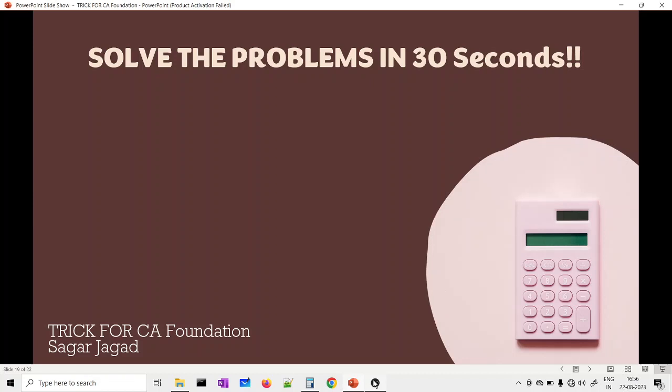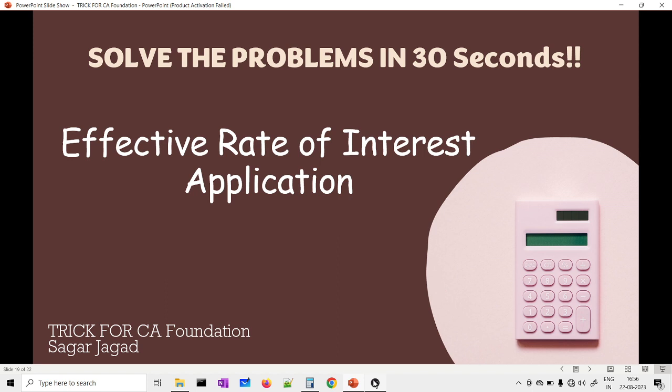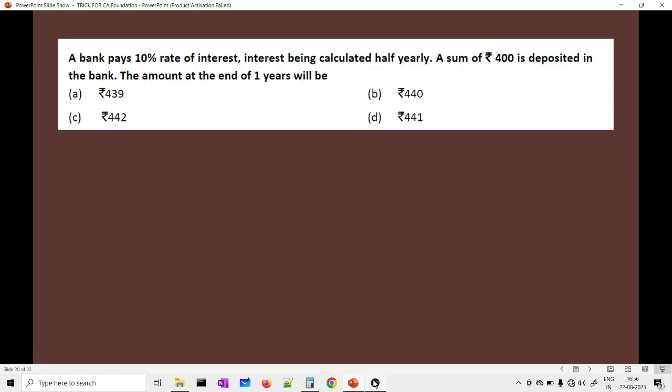In this video, we'll be talking about an application of effective rate of interest. Let's see the previous year problem. The problem is the bank pays 10% rate of interest, interest being calculated half yearly. A sum of 400 is deposited in the bank. The amount at the end of 1 year has been asked.